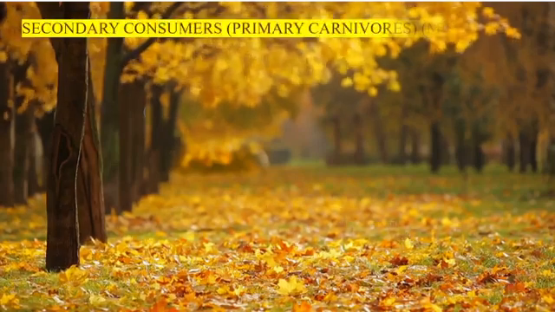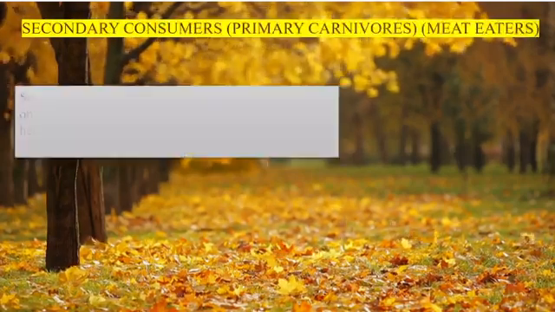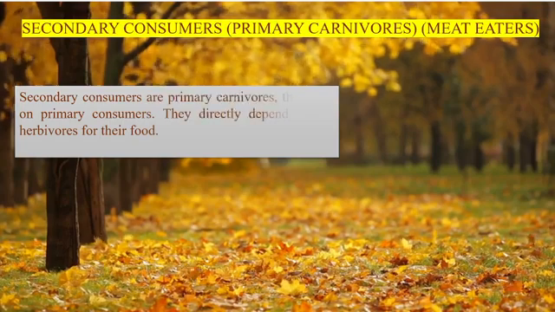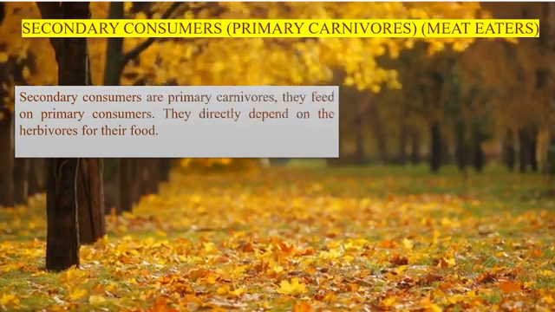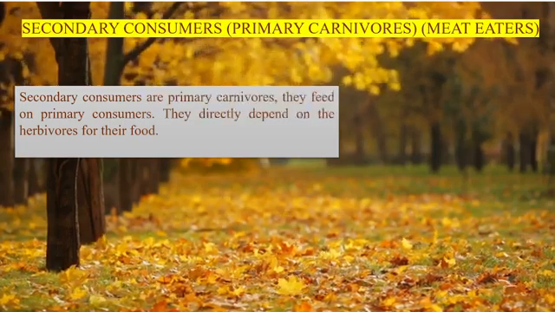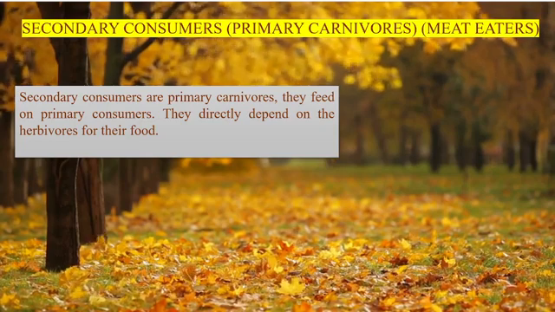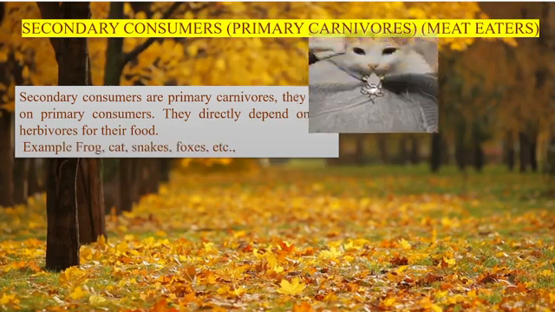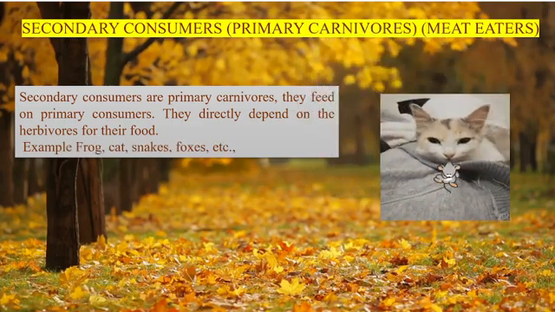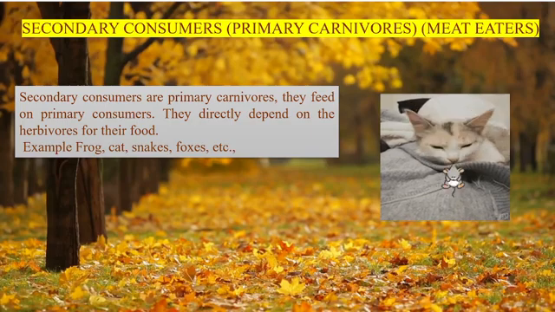And the second one is the primary carnivores. These secondary consumers are primary carnivores. They feed on primary consumers. They directly depend on the herbivores for their food. For example, frog, cat, snakes, fox, etc.